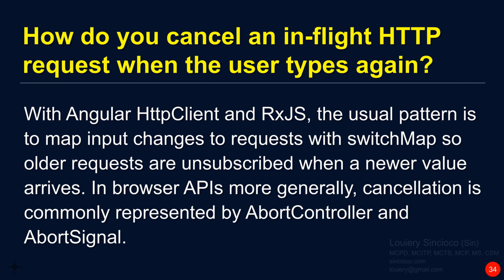How do you cancel an in-flight HTTP request when the user types again? With Angular HttpClient and RxJS, the usual pattern is to map input changes to requests with switchMap, so older requests are unsubscribed when a newer value arrives. In browser APIs, more generally, cancellation is commonly represented by AbortController and AbortSignal.